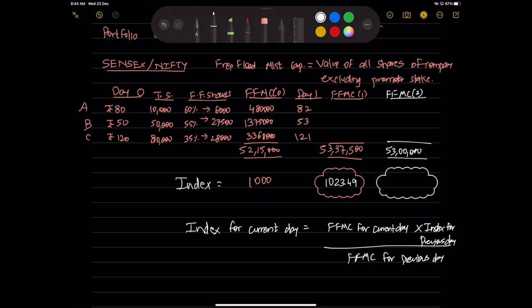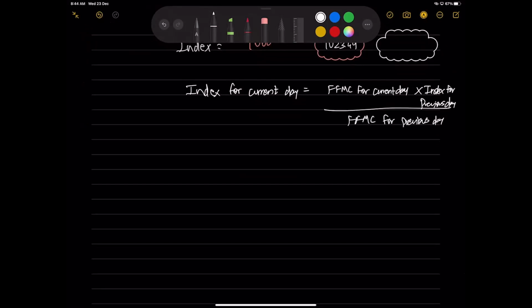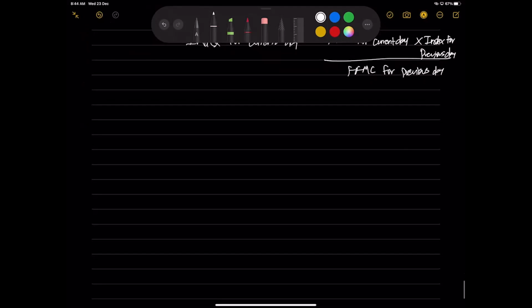Like for example, Manan, what is your weight? No idea. Just say anything. 65. Okay, fine. Current weight of Manan is 65.